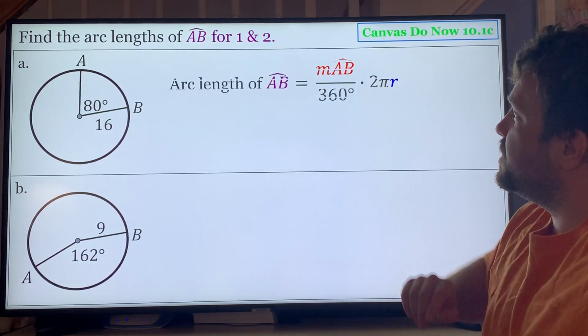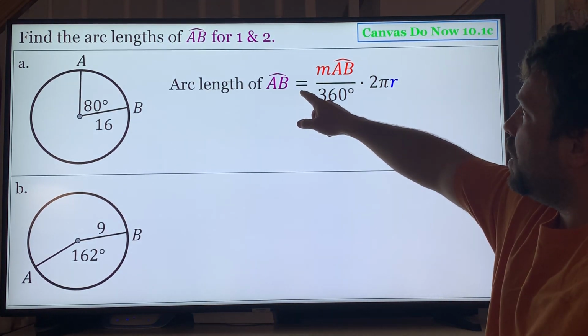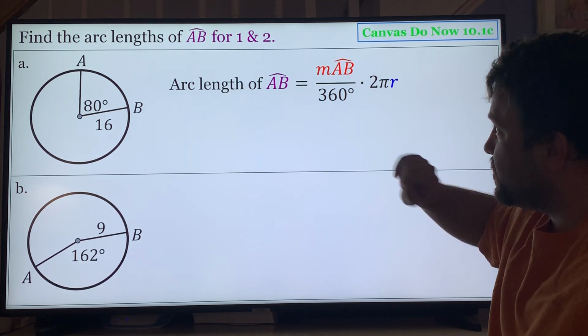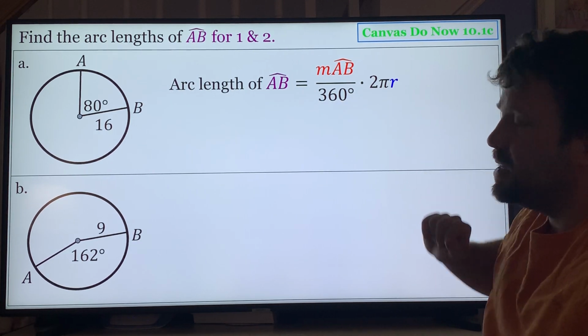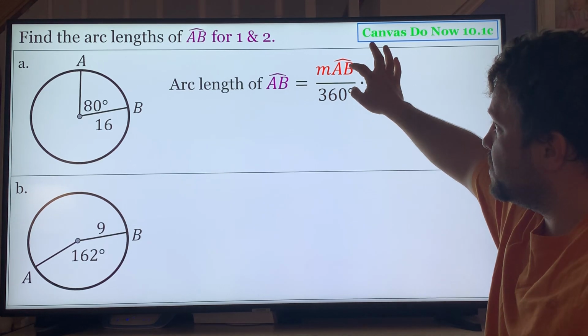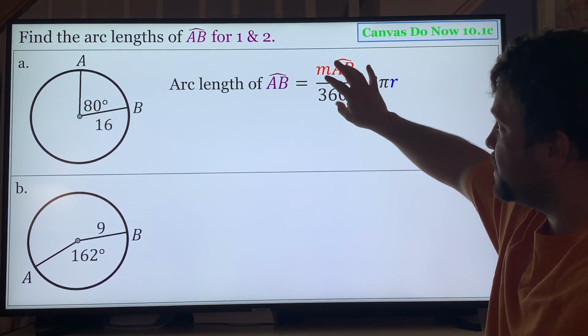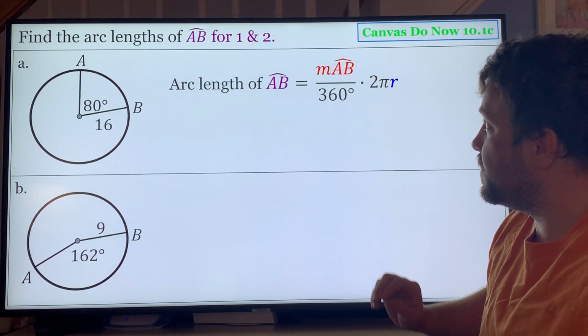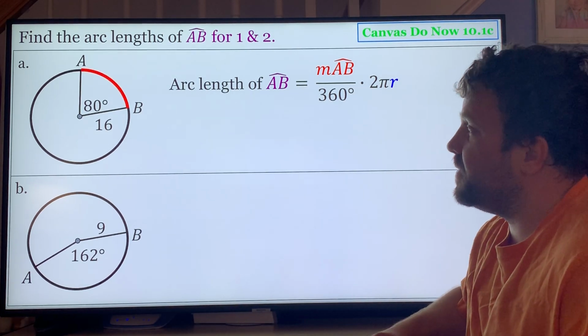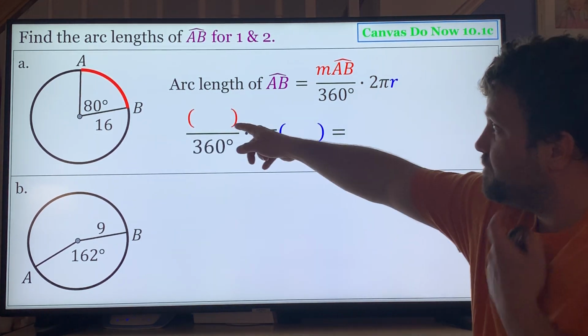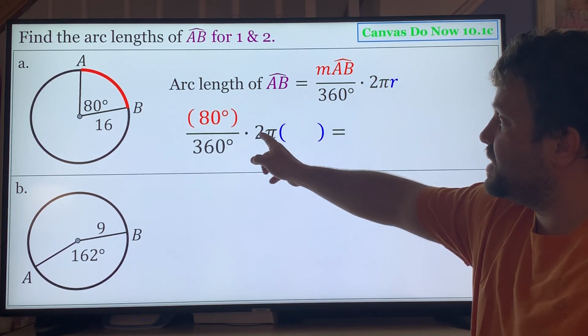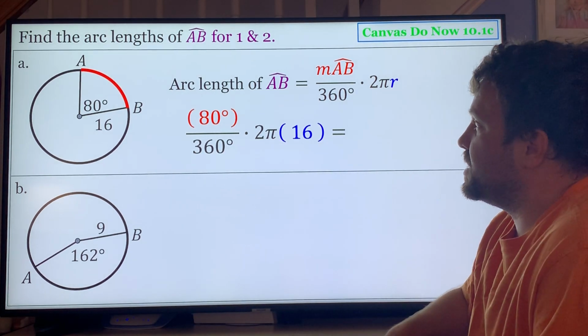First thing you have to do is remember the formula. Arc length of AB equals the measure over 360 times 2 pi r. So, you have the central angle over 360 to get your percentage, and then 2 pi r is your circumference. Very simply, we have AB right there, which is 80 degrees, over 360 times 2 pi, and your radius there is 16.